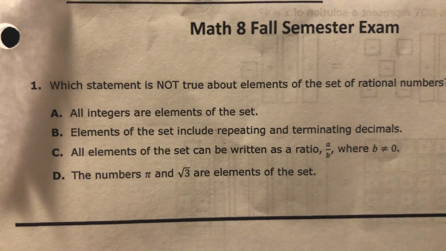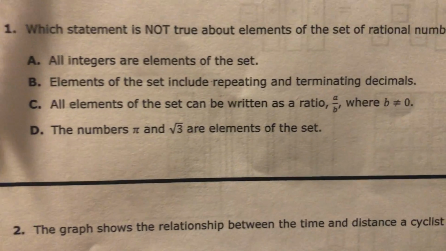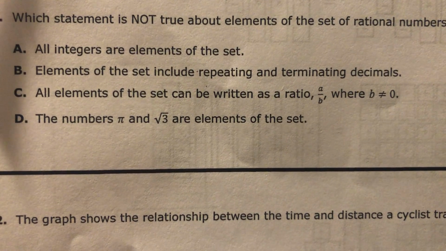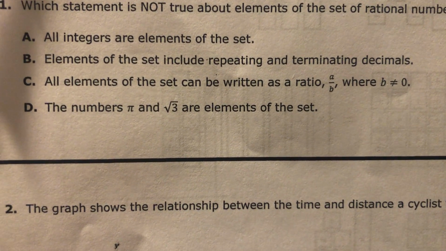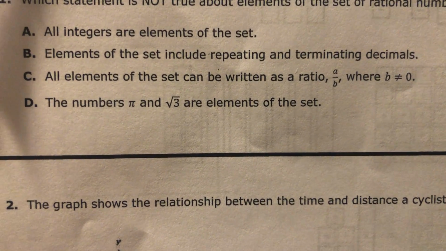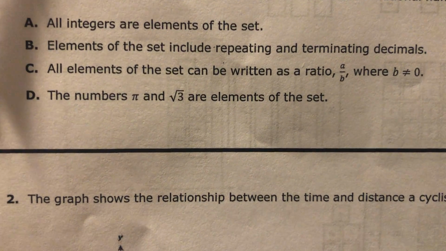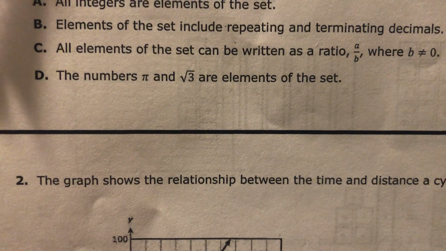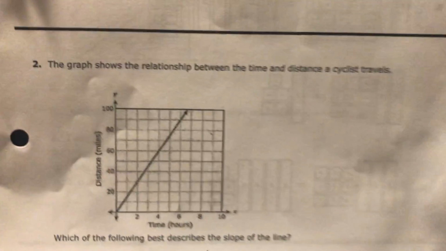Number 1, which statement is not true about the elements of the set of rational numbers? A, all integers are elements of the set. B, elements of the set include repeating and terminating decimals. C, all elements of the set can be written as a ratio a divided by b, where b is not equal to 0. D, the numbers pi and the square root of 3 are elements of the set.